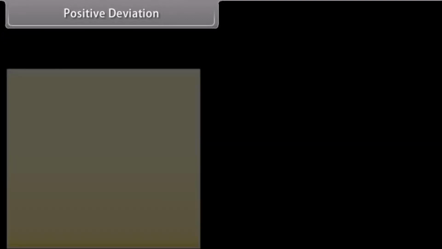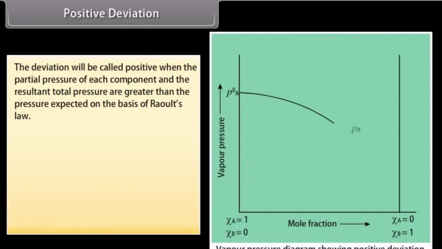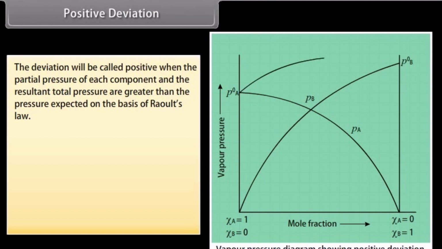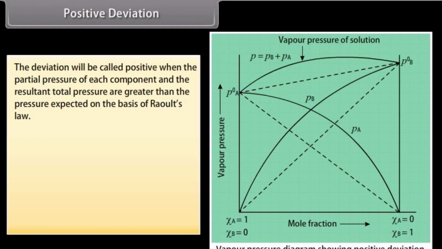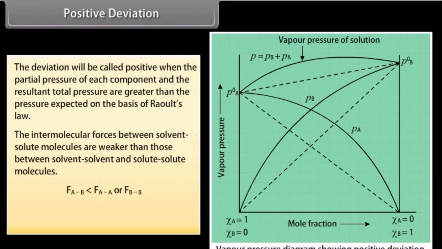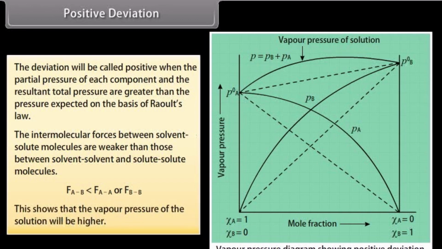Positive deviation. The deviation will be called positive when the partial pressure of each component and the resultant total pressure are greater than the pressure expected on the basis of Raoult's law. For example, the solution of water and ethanol, and benzene and acetone shows positive deviation. The intermolecular forces between solvent-solute molecules are weaker than those between solvent-solvent and solute-solute molecules. This shows that the vapor pressure of the solution will be higher.